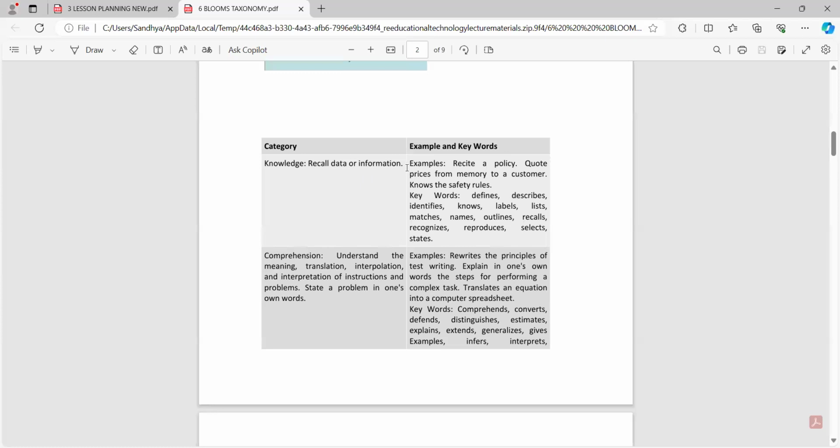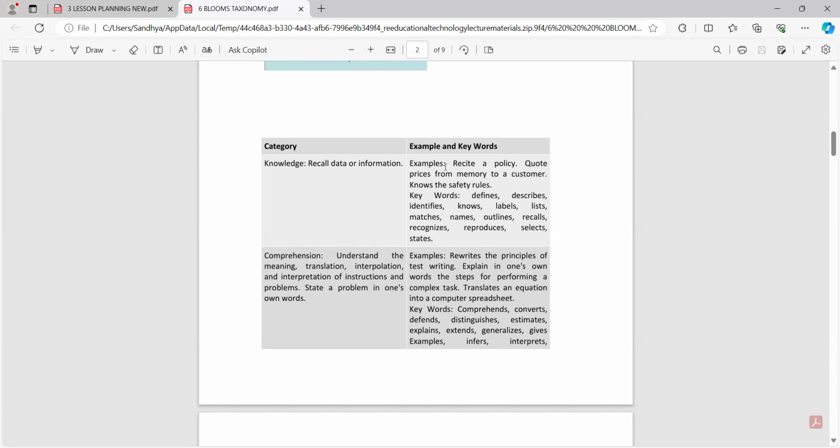Recall data or information, a very superficial level. Can you read the examples and the keywords or action verbs that you can use to relate to this basic level of remembering tasks? Before that, look at the examples. This is the first level of cognitive development.